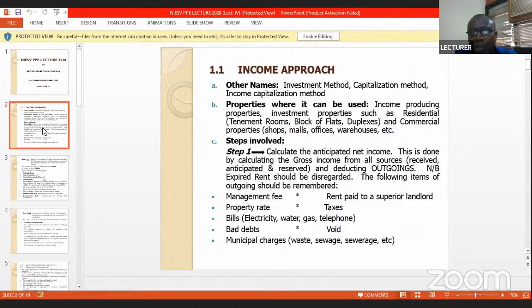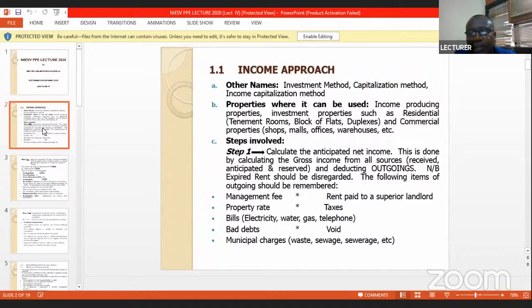Void. There are times when a property is void. That means there's nobody in the property. And because there's nobody in the property, landlord is losing rent. It's also part of outgoings. Bills are also part of outgoings. Electricity bills, water bills, gas, telephone bills. These are all part of outgoings.